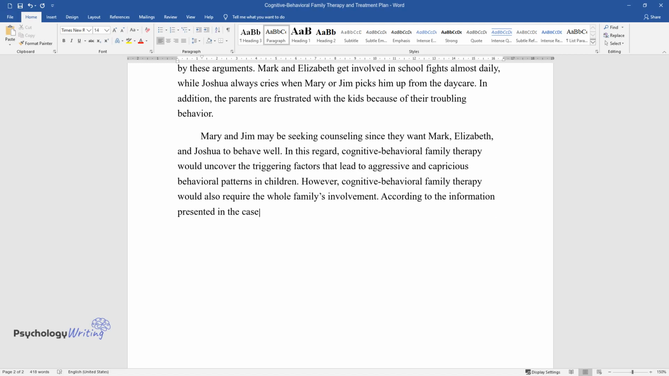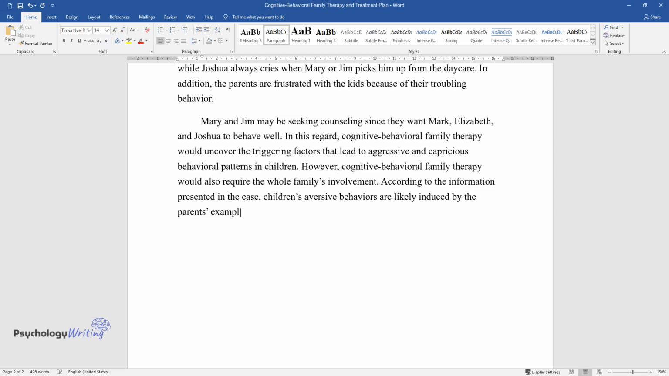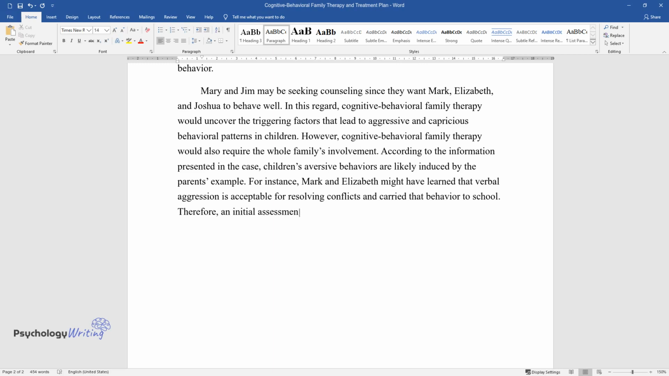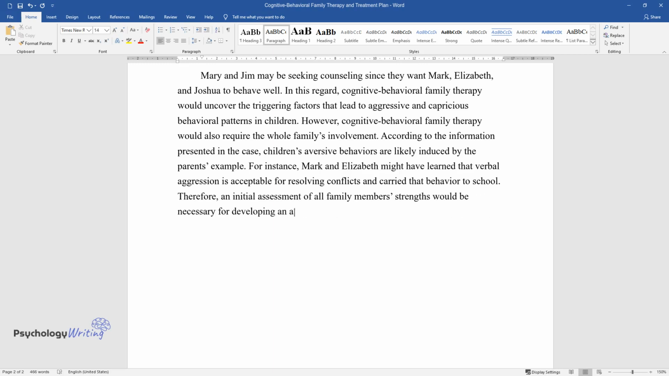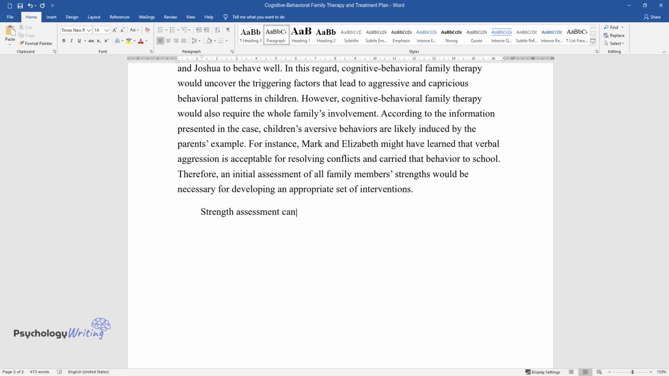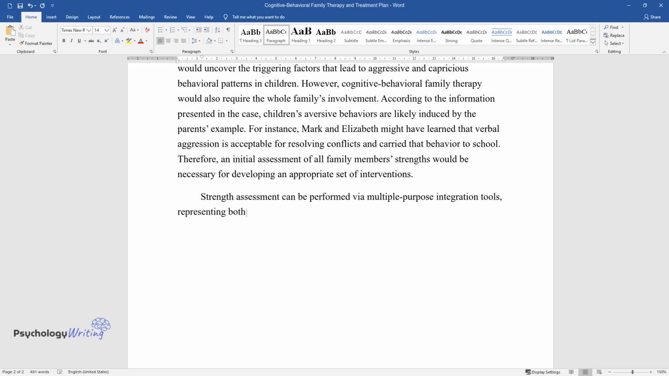According to the information presented in the case, children's aversive behaviors are likely induced by the parents' example. For instance, Mark and Elizabeth might have learned that verbal aggression is acceptable for resolving conflicts and carried that behavior to school. Therefore, an initial assessment of all family members' strengths would be necessary for developing an appropriate set of interventions. Strength assessment can be performed via multiple-purpose integration tools, representing both child's and caregiver's perspectives.